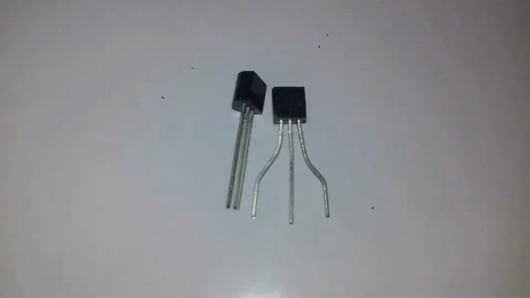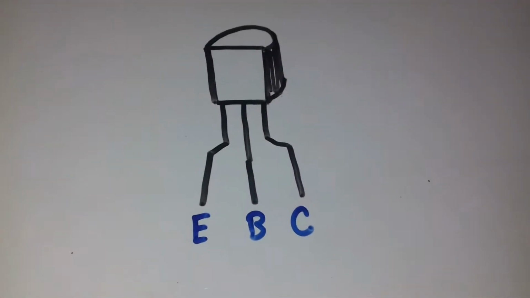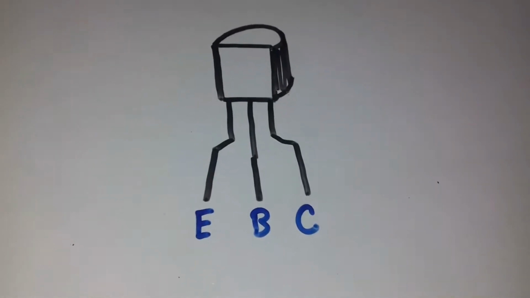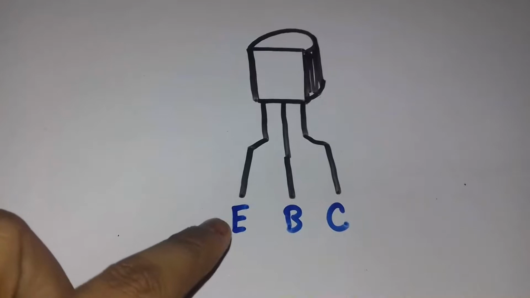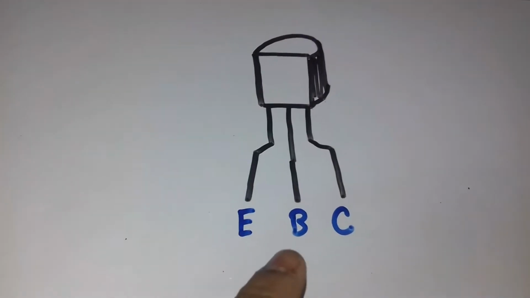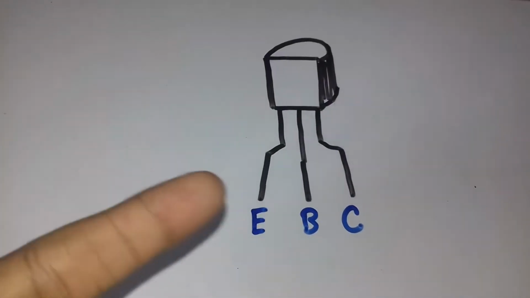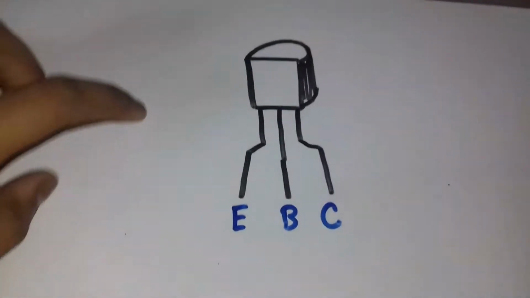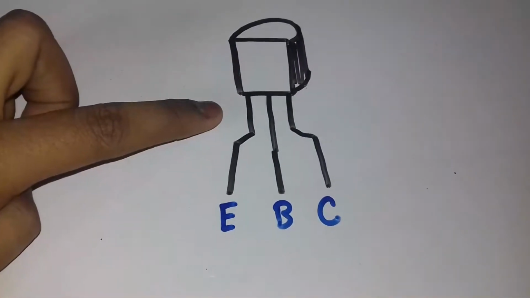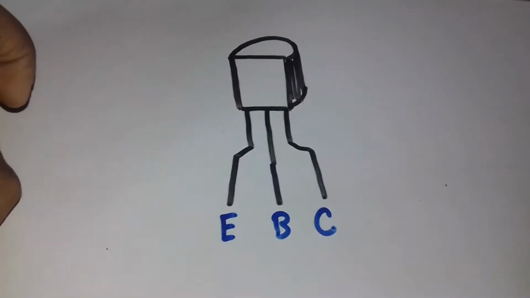So let's start. At first, let's take a look at the pins of the transistor. As I have already told, the transistor is a 3-pin semiconductor device. It has 3 pins: the emitter pin, base pin and the collector pin, and all these pins are connected to specific layers. If we consider a PNP transistor, then the emitter will be connected to P, the base will be connected to N, and the collector will be connected to P.